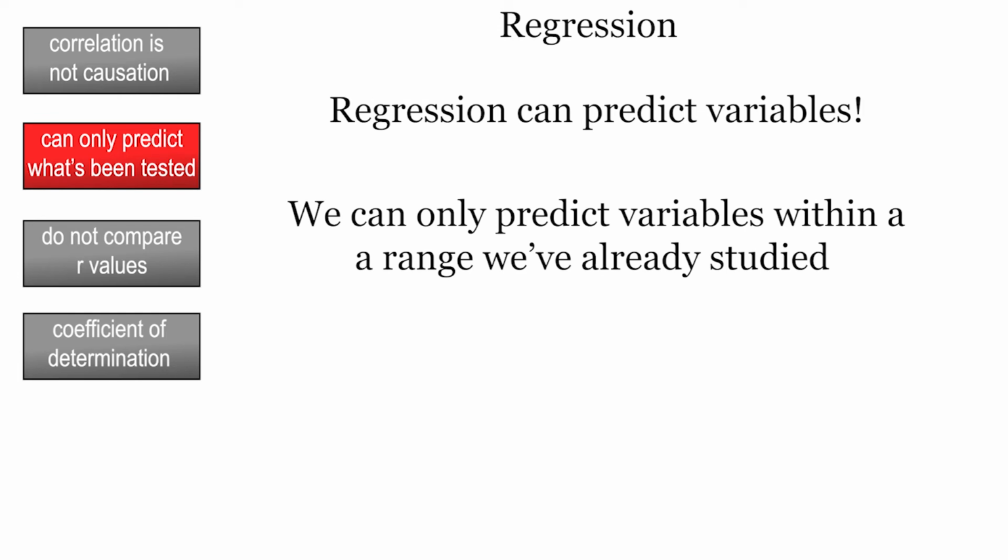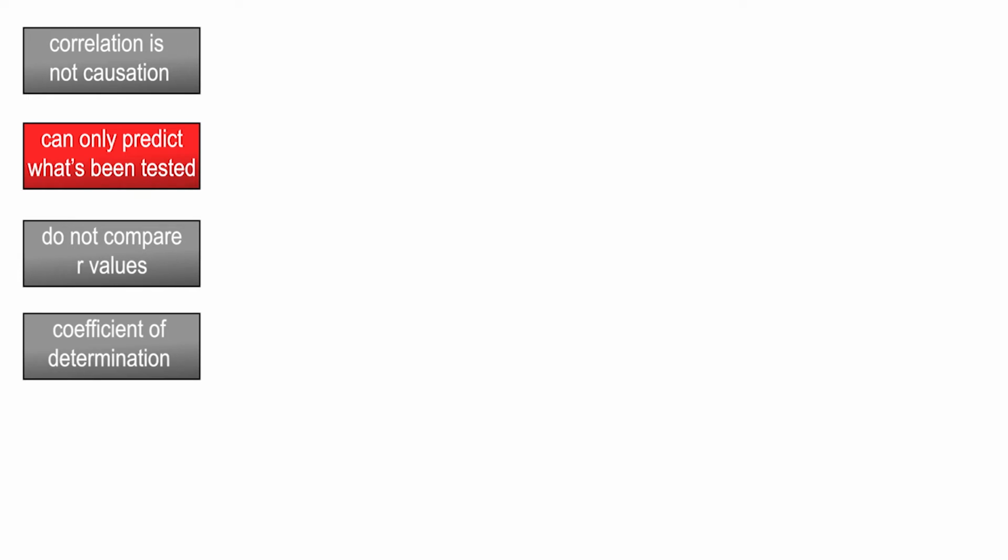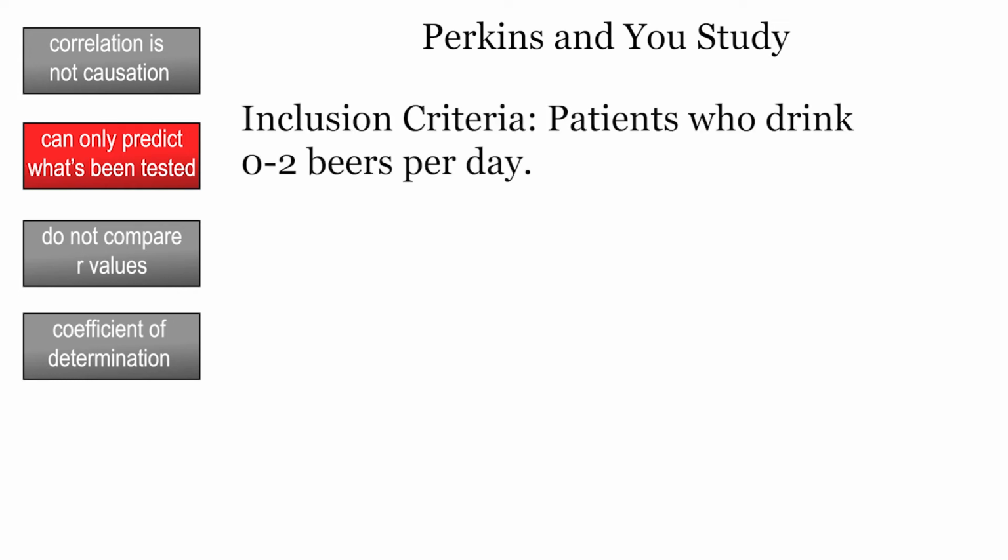And this is an important concept, so let me give you an example. For example, the effects of alcohol on cardiovascular risk are fairly well described. So let's say you and I actually conduct a study ourselves, and we call it the Perkins and You study. Since it's just me and you, we don't have a whole lot of money to recruit a bunch of patients and collect data from them, so we only recruit patients who drink between 0 and 2 beers a day. The data from the Perkins and You study suggests there is a strong relationship between the number of alcoholic beverages per day and decreased cardiovascular risk.